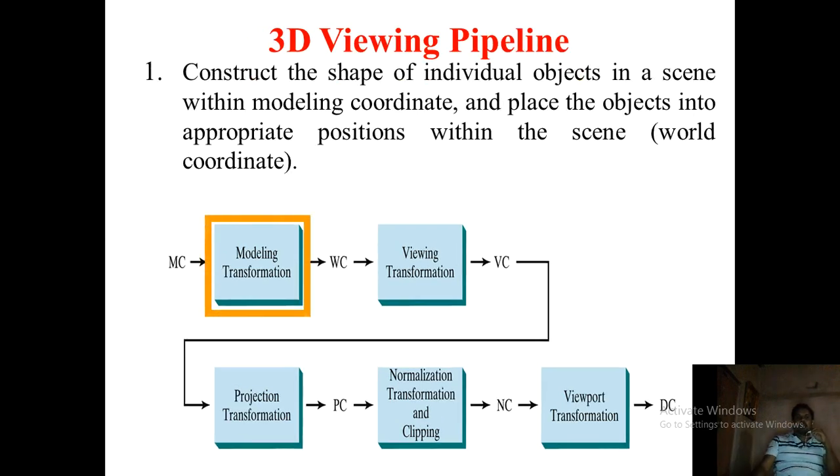In the 3D viewing pipeline, as I have told, construct the shape of each individual object in a scene with modeling coordinates. Separately you construct the front wheel, back wheel, seat, handle. Then to that we apply the modeling transformation, and place the objects into appropriate positions within the scene, that is world coordinates. Then you take all objects in a particular scene and align them with respect to only one origin, one reference point, with respect to x, y. That is called world coordinates.